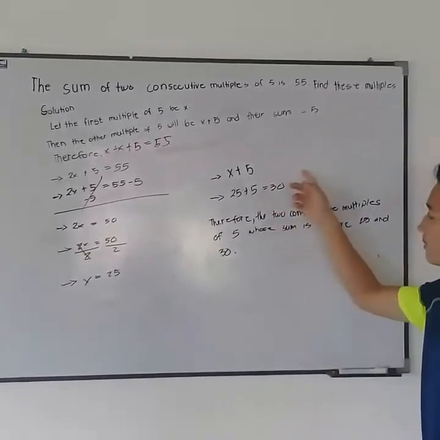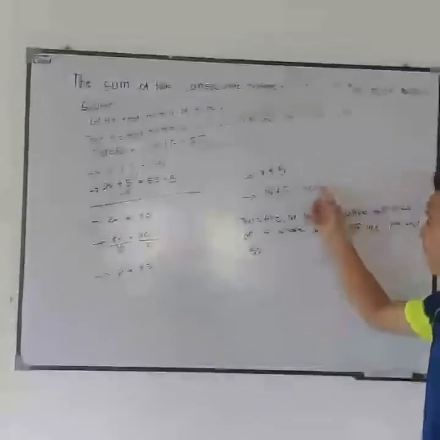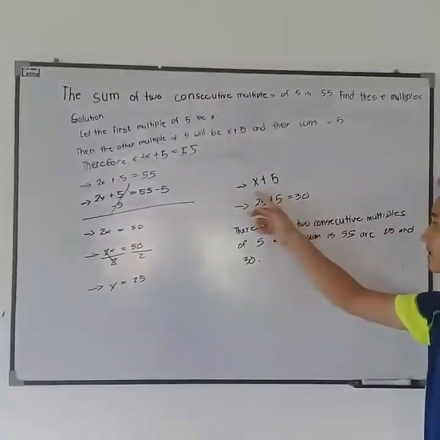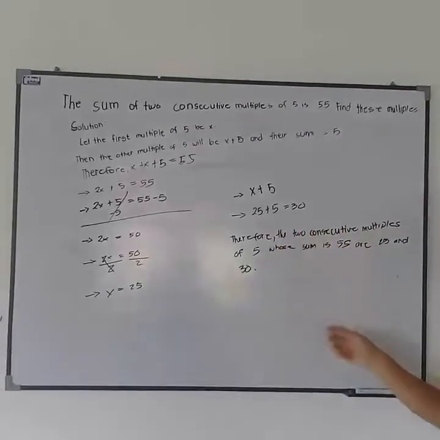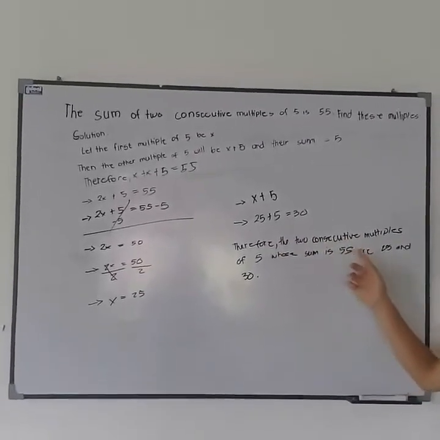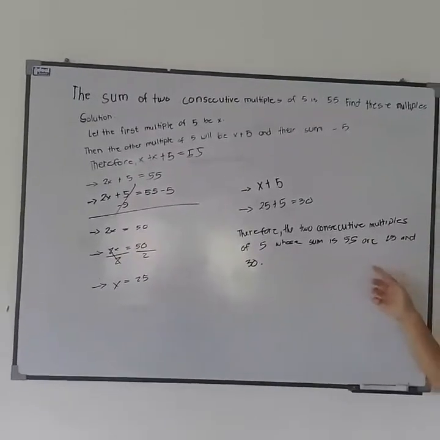So for x plus 5, we're going to substitute x with 25. So 25 plus 5 is equal to 30. Therefore, the two consecutive multiples of 5 whose sum is 55 are 25 and 30.